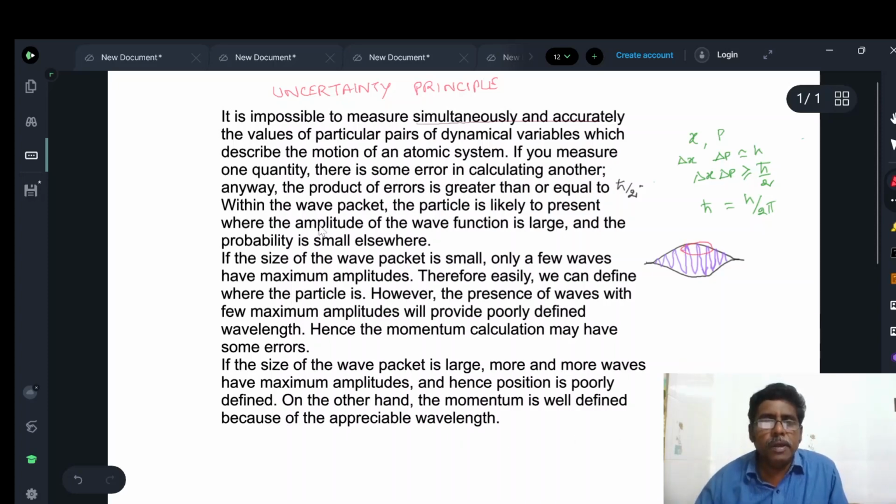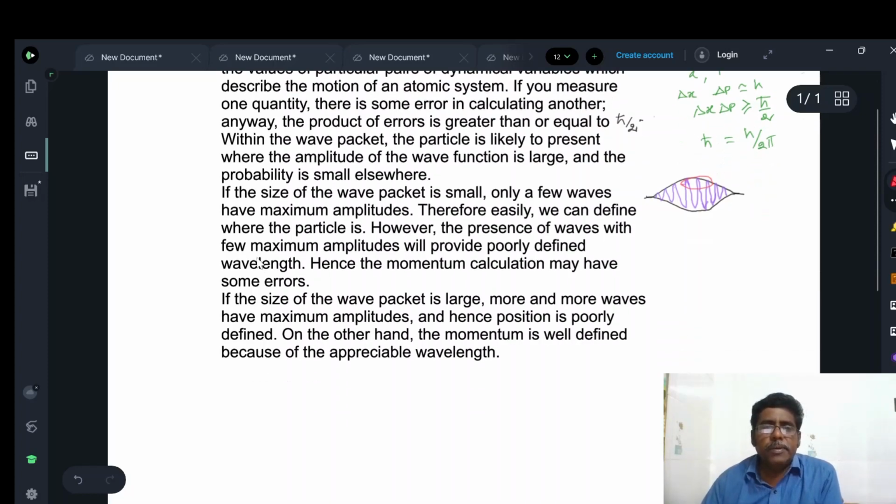Now go to the statement. Within the wave packet, the particle is likely to be present where the amplitude of the wave function is large. This is the region in which the amplitude of the wave function is maximum. But if you consider these regions here, the amplitude is very small, the wave function has lesser amplitude. Within the wave packet, the particle is likely to be present where the amplitude is large and the probability is small elsewhere. In the rest of the places, the probability of finding the particle is very small.